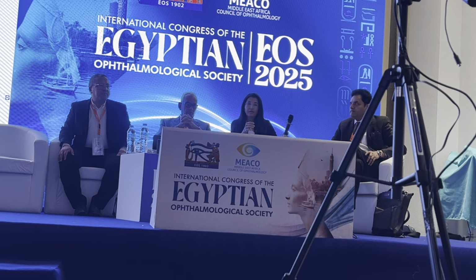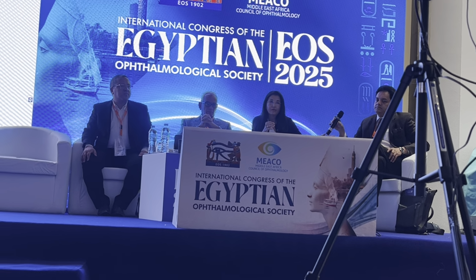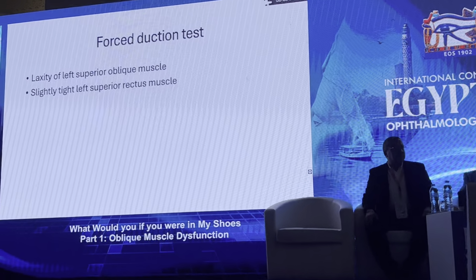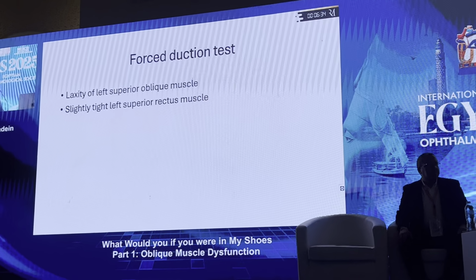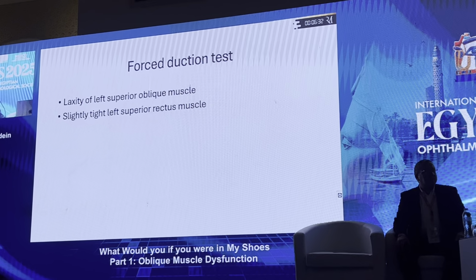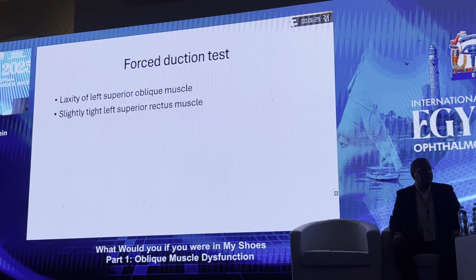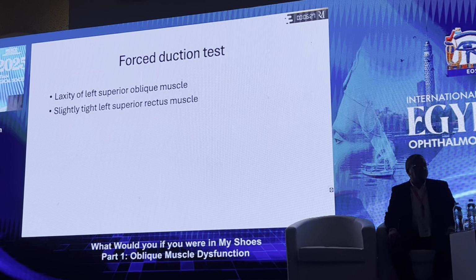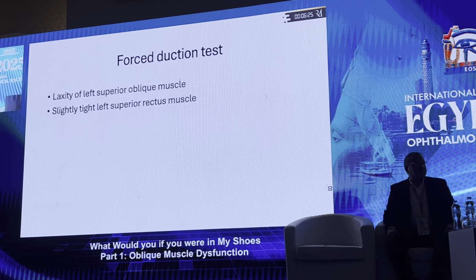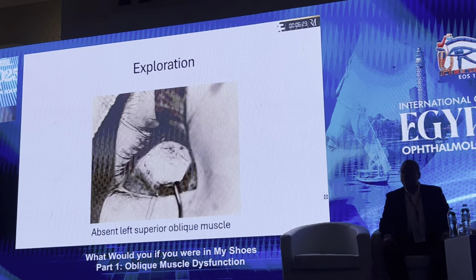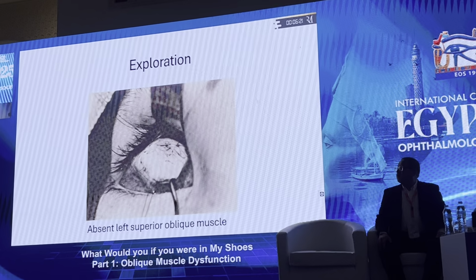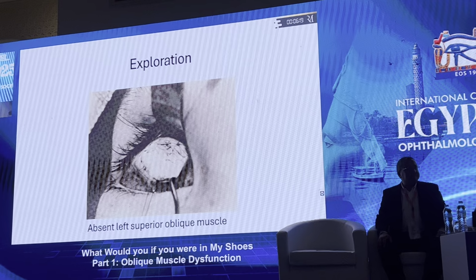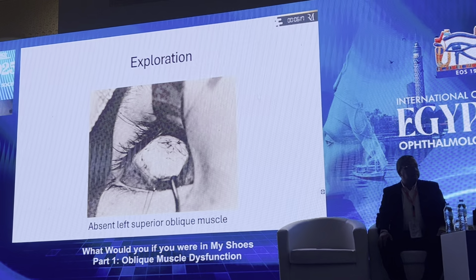Okay, so Dr. Hala will do a forced duction test, and when we did the forced duction test, we find that the left, amazingly, I diagnosed the right inferior oblique, like Dr. Hala mentioned, but intraoperatively I find that the left superior oblique was lax, and there was a slightly higher left superior rectus muscle. So I did an exploration, and there was an absence of the left superior oblique muscle. What would you do, Dr. Hala?